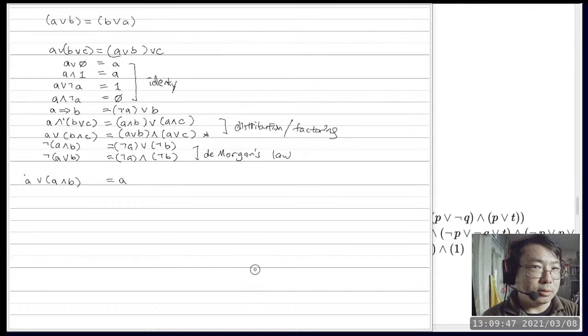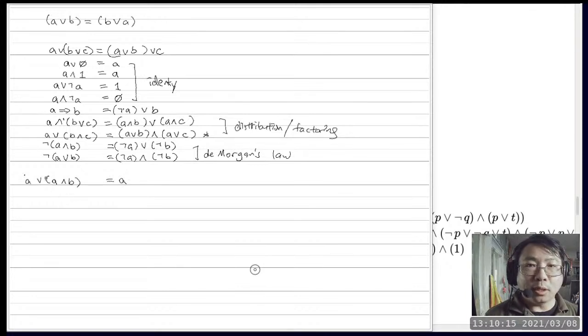Does that make sense to you? Because A and B is basically more restrictive compared to just A. Now, A can be a gigantic complex expression, and so can B. So A and B in all of these rules can be an expression. But in this case, A is more general compared to A and B.